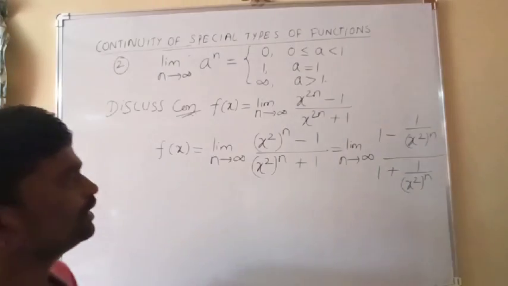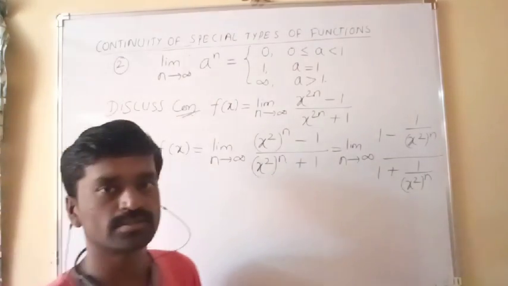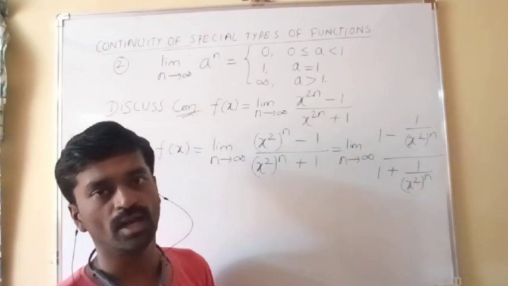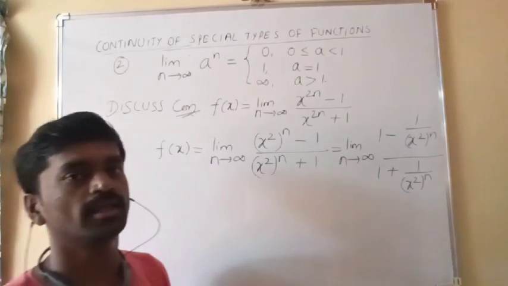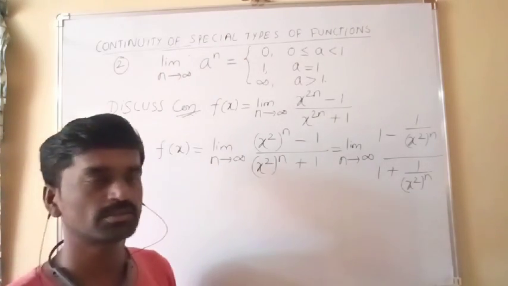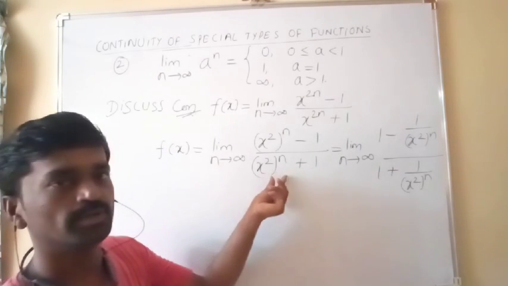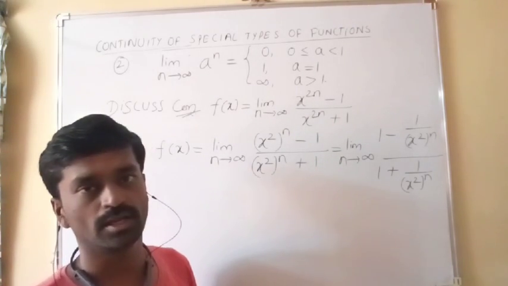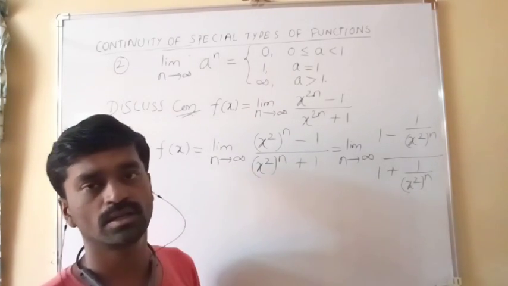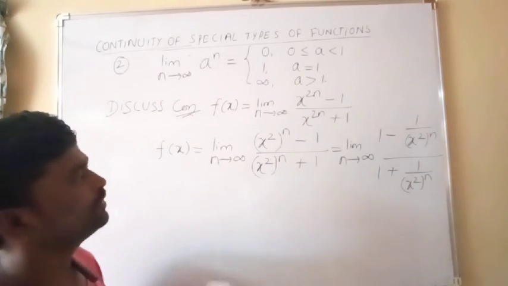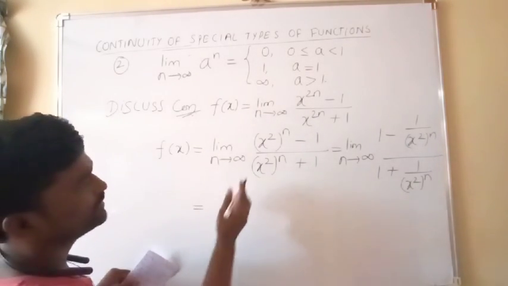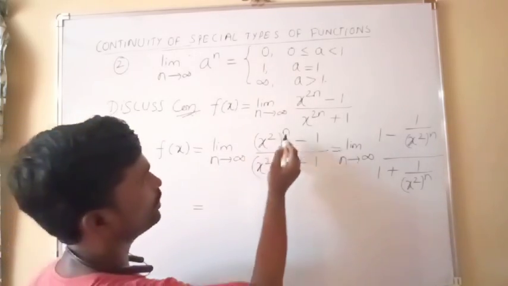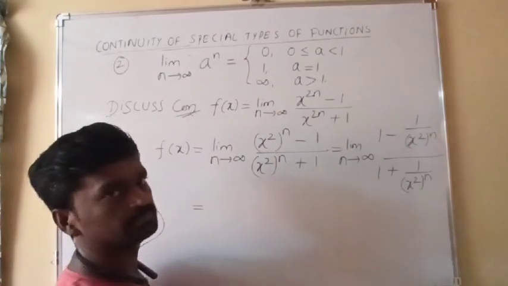Now here x square is some number, but we don't know what that value is. So depending on the x square values, you will get the limit of this function. And remember, x square is always non-negative. That means x square is always greater than or equal to 0. Now here, if you observe, this (x square) whole power n looks like a power n. Correct?